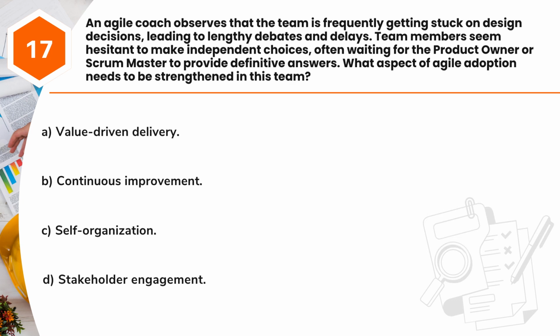Question 17. An Agile coach observes that the team is frequently getting stuck on design decisions, leading to lengthy debates and delays. Team members seem hesitant to make independent choices, often waiting for the product owner or Scrum Master to provide definitive answers. What aspect of Agile adoption needs to be strengthened in this team? A. Value-driven delivery. B. Continuous improvement. C. Self-organization. D. Stakeholder engagement.